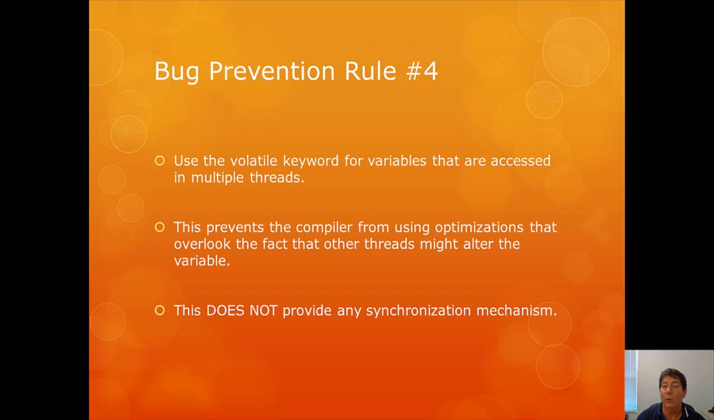So bug prevention rule number 4. Use the volatile keyword for variables that are accessed in multiple threads.